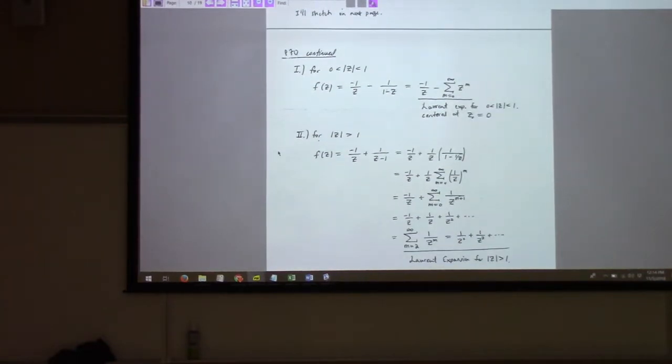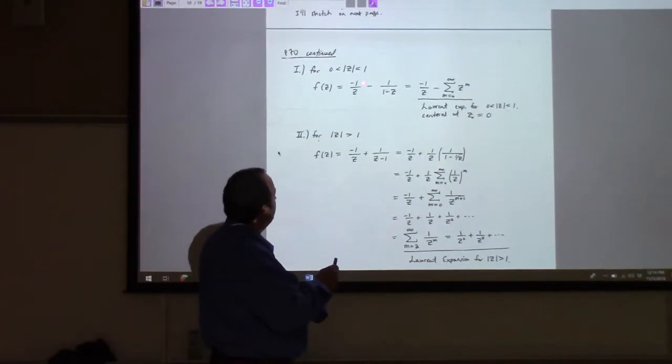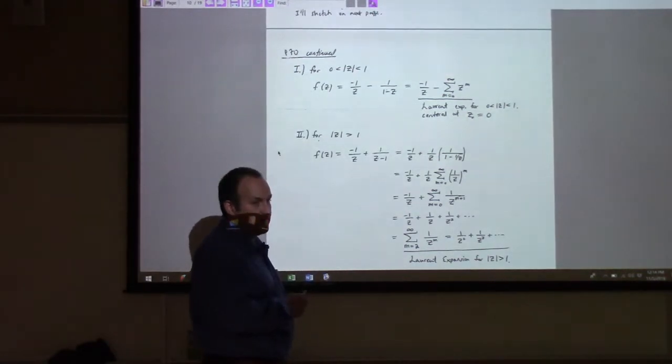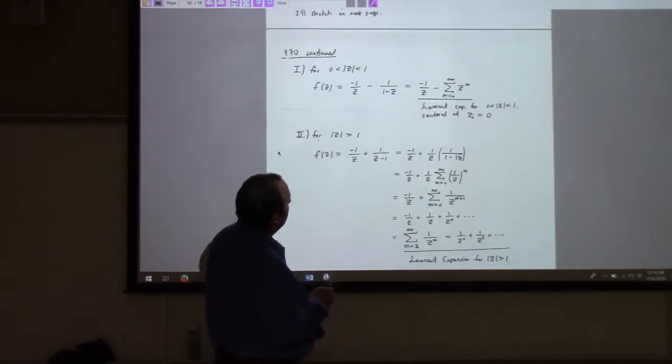So for 0 less than modulus z less than 1, first of all, that's already a term in the Laurent series, right? 1 over z. It's part of the principal part of the Laurent series expansion about 0. And then this I convert by a geometric series result into that, and there you go. This is the Laurent expansion inside the unit disk, well, the punctured unit disk, right?